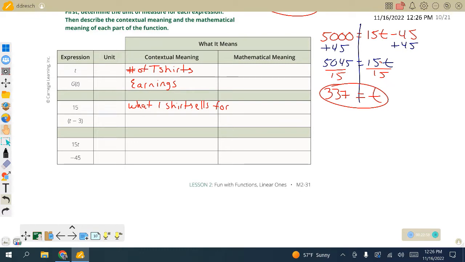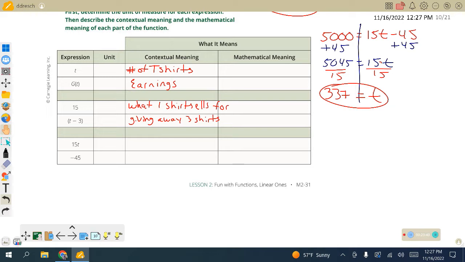And then today we talked a little bit about this T minus 3. What did T minus 3 mean? T is t-shirts. Minus 3 means what? How many t-shirts you give away for free? If you've got t-shirts you're selling, but because it's a minus 3, you're giving away 3 free ones. So T minus 3 means giving away 3 shirts. If it said T minus 5, it would be giving away 5. So it'll get crazier than that.